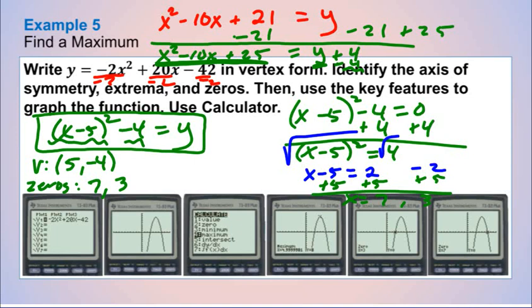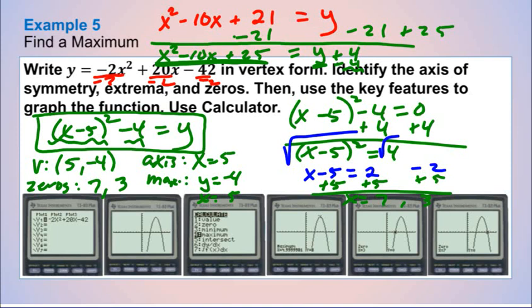The axis of symmetry, so the axis is my x-coordinate, so x equaling 5. The extrema, what's my maximum, my height? So the maximum is y equaling, in this case, my maximum would be -4, but my x-coordinate would be 5. So really when you're finding the maximum, you're actually finding the vertex.